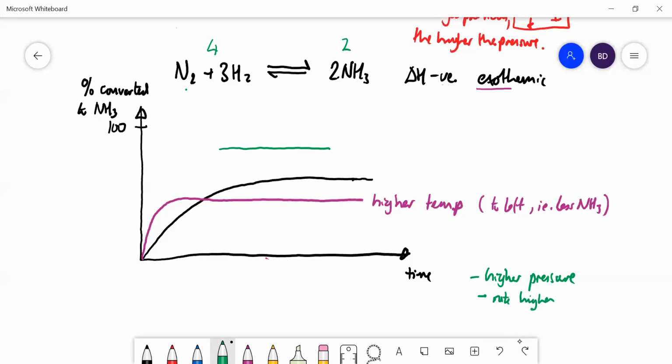So you would get a line which looked, well, it's got to be steeper than the black line. So it'd be something like that. So steeper, and you get a higher yield of ammonia.